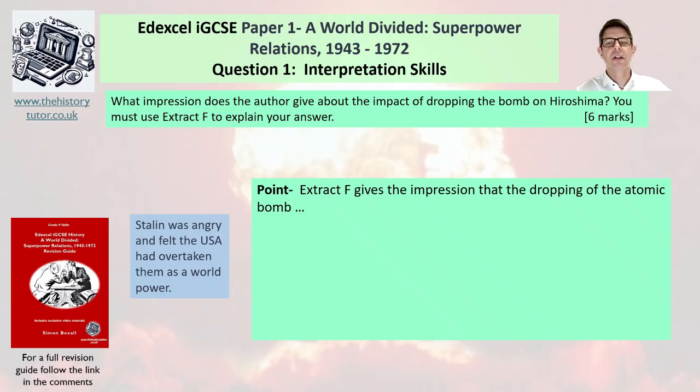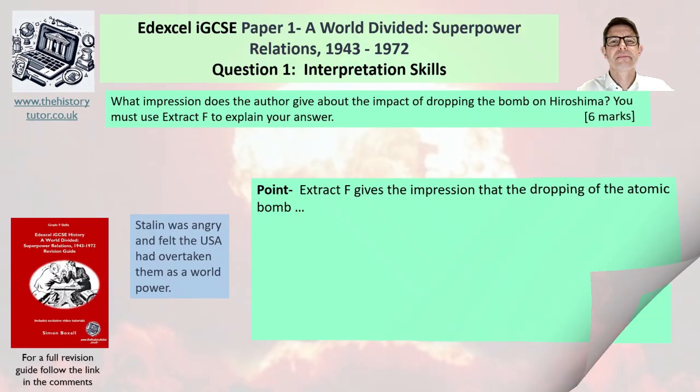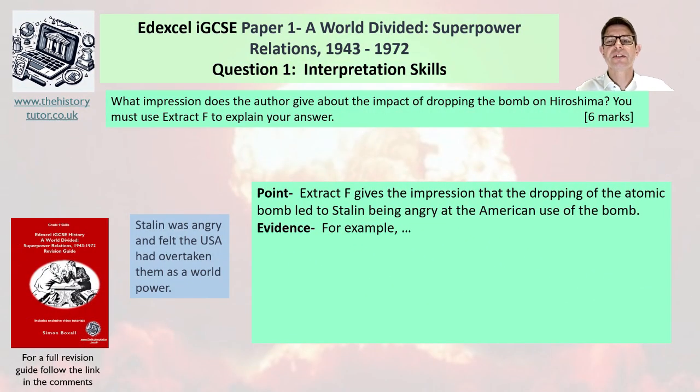So how would you turn that into a summary of the argument here? Extract F gives the impression that dropping the atomic bomb did this. So pause now, see if you can come up with your idea, and then I'll show you an example. Okay, so here's what I've said. Extract F gives the impression that dropping the atomic bomb led to Stalin being angry at the American use of the bomb. Okay, nice and simple. I've summarised what the extract says in that little box there.